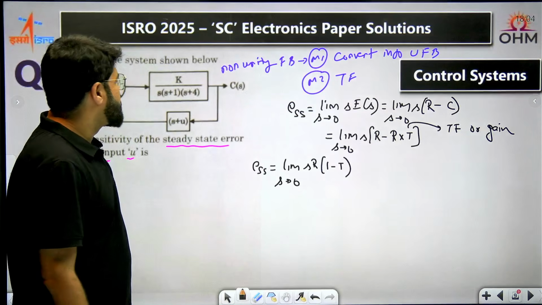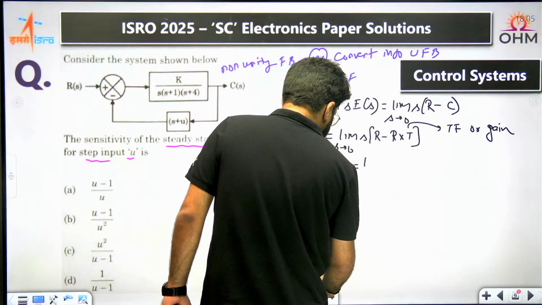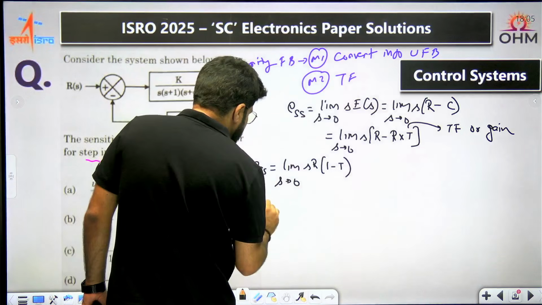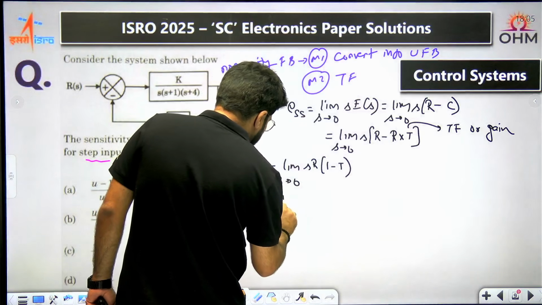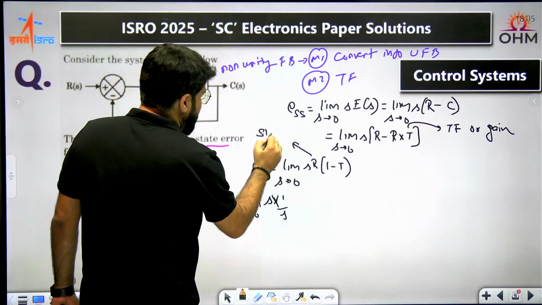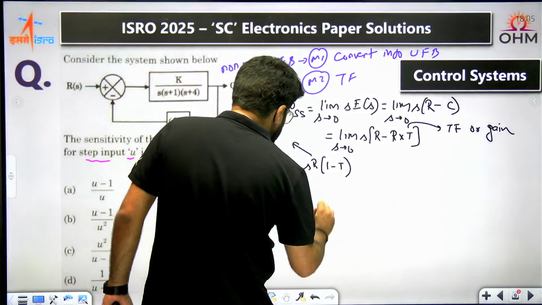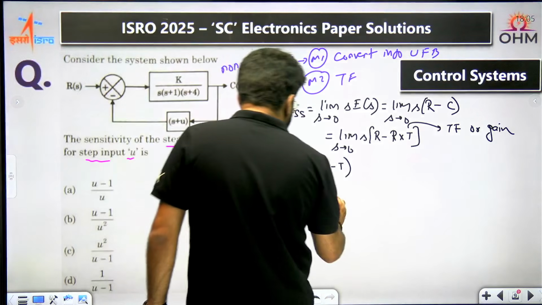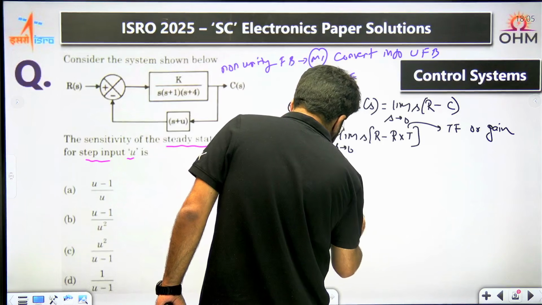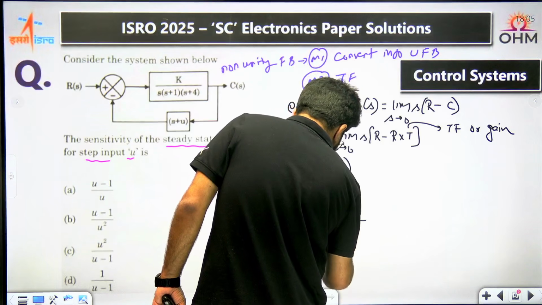Now let me solve and get the answer. This is going to be limit s tending to 0 of s into R(s), where R(s) is the step input. They have mentioned error due to step input. So the step input Laplace transform is 1 by s, times 1 minus the closed loop gain. What is going to be the closed loop gain? G upon 1 plus GH, which we anyway know: K upon s(s+1)(s+4), the whole divided by 1 plus GH.